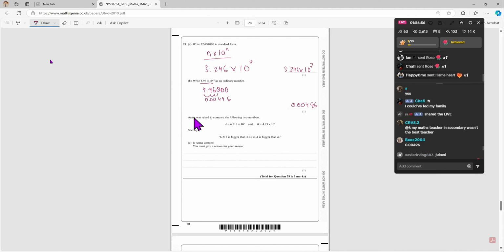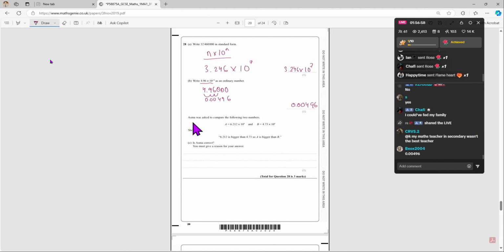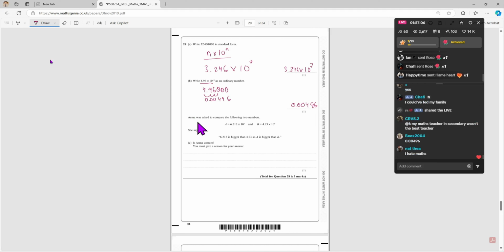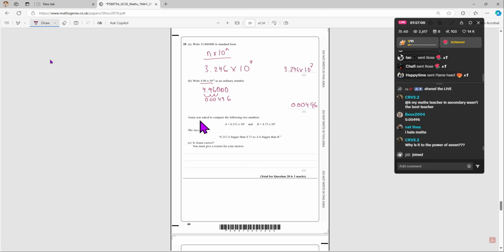Now let's move on to the next question. Asma was asked to compare the following two numbers. A is equal to 6.212 times 10 to the power 8, and B is equal to 4.73 times 10 to the power of 9. Okay?